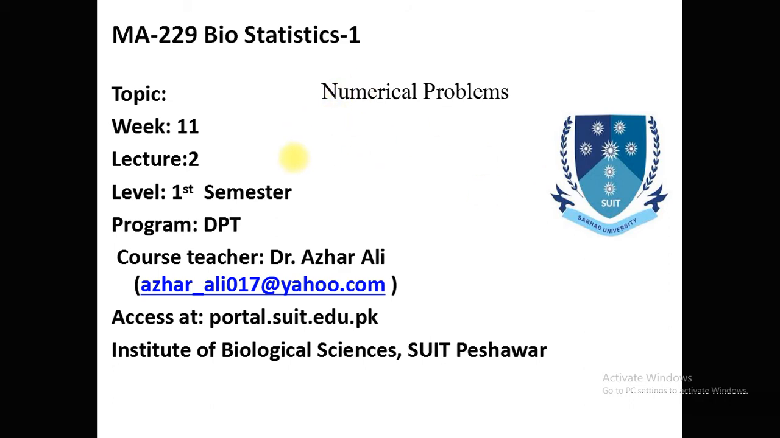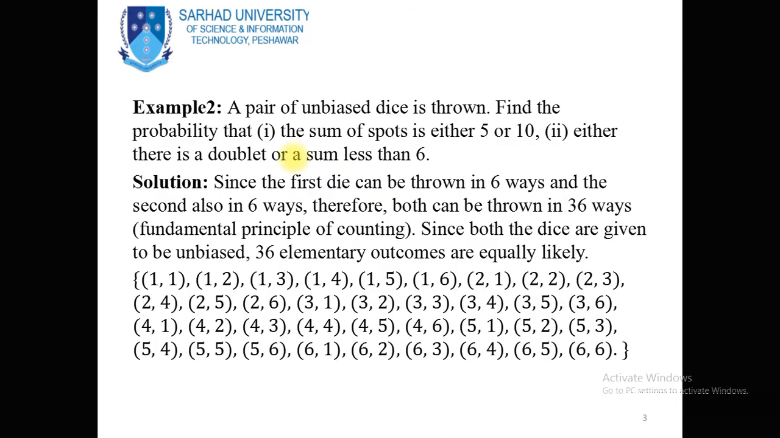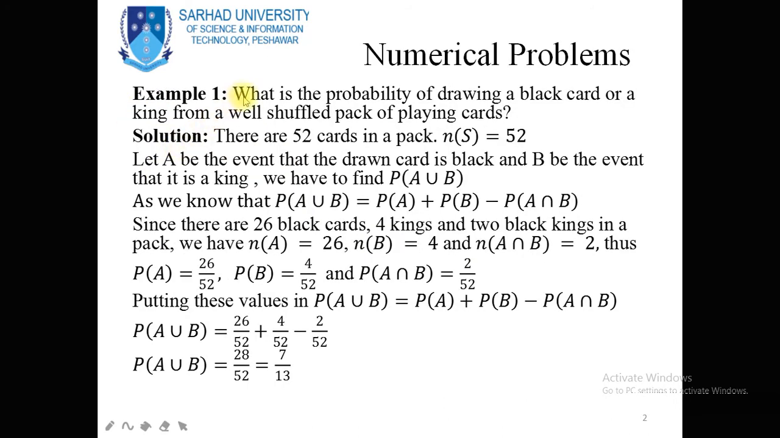For example, we have a problem: what is the probability of drawing a black card or a king card from a well shuffled pack of playing cards? In this problem, there are 52 cards in a pack, so the number of outcomes in the sample space will be equal to 52.